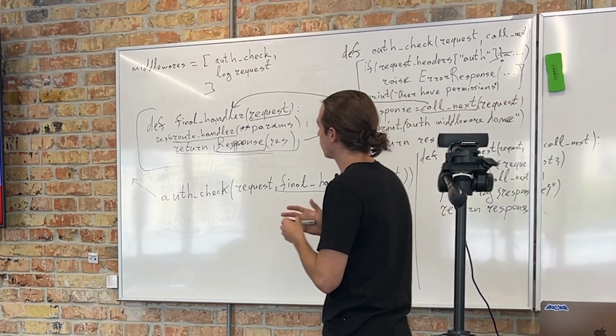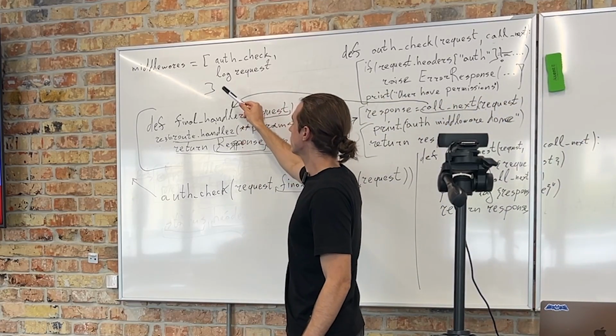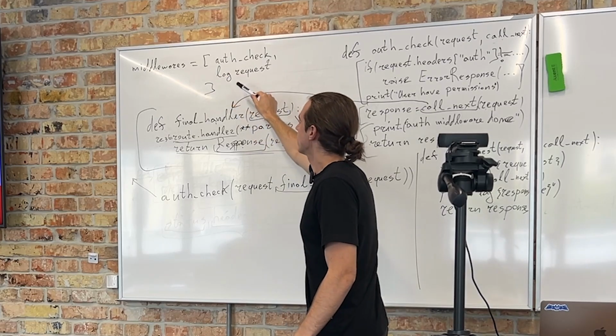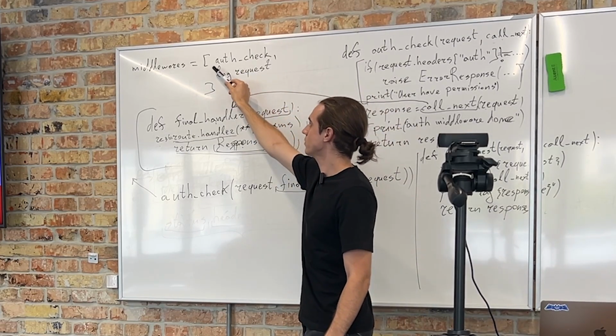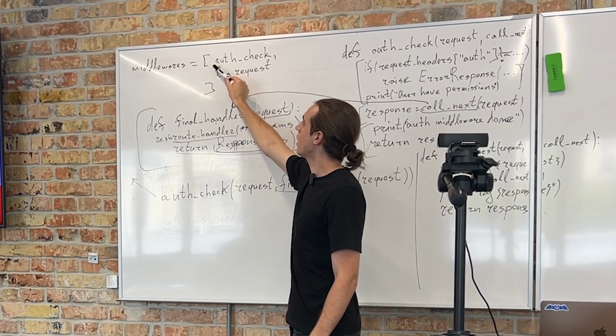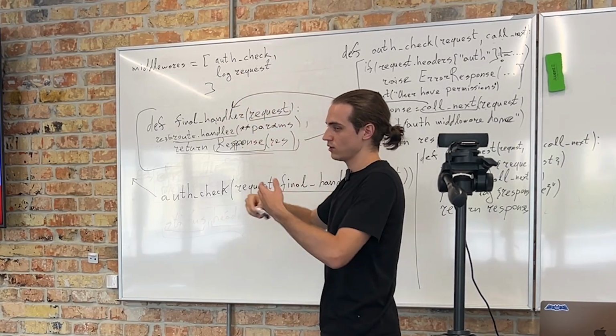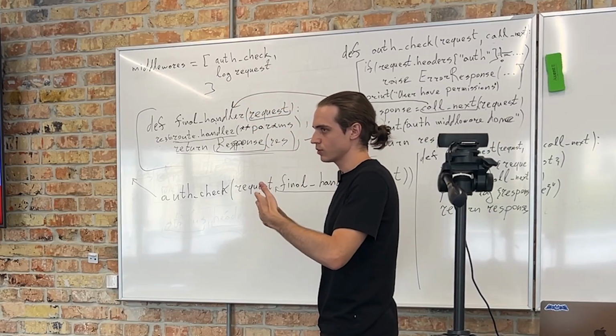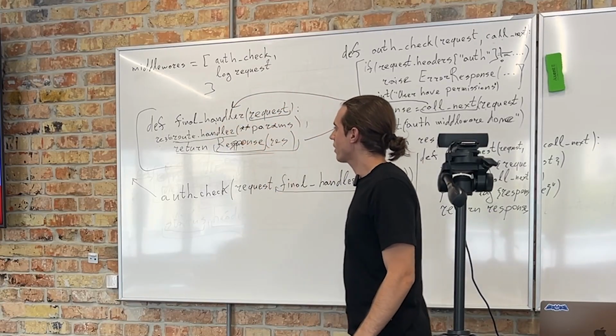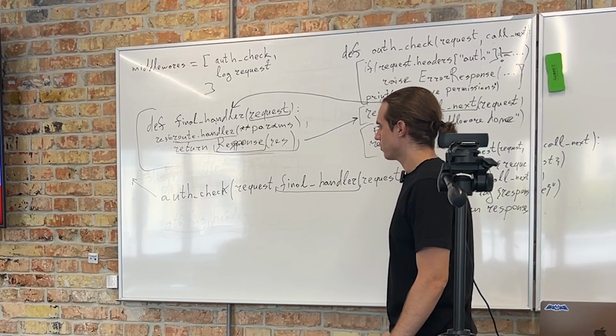So in this example, we registered our middlewares in such a way. First of all, we want our auth check performed. Then we want our log request performed, and only then we want our final handler to be performed.